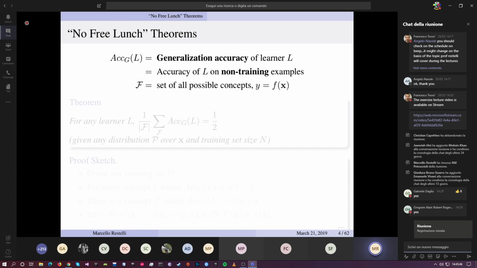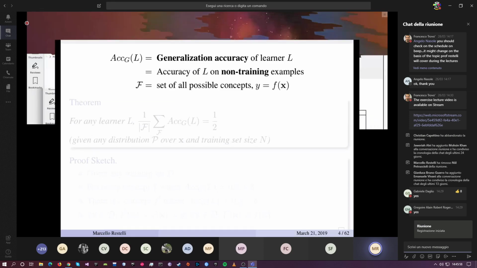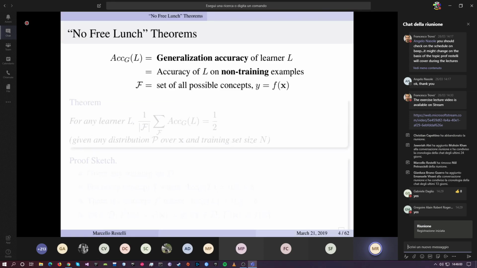Then we define the concept of, as you can see here, calligraphic F. This is the set of all the possible concepts. The term concept is used in classification to mean the function. So capital F is the set of all the possible functions that you want to learn. And in this case, in particular, it is the set of all the possible functions with a binary output defined over the input space X.